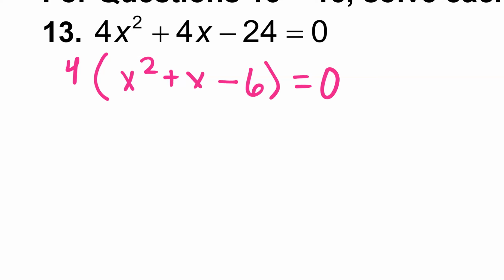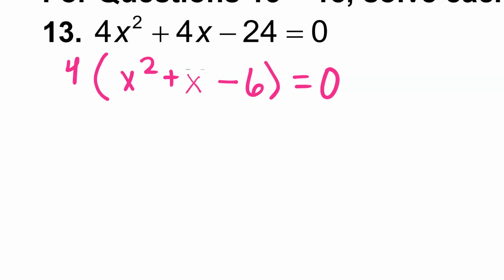Do you have to? No. But I'm telling you right now, if you use the quadratic formula for every one, you're going to run out of time. I'm factoring it out. You want to pull out a common factor. Can't you just divide everything by 4? That's what we did. Factoring out a 4 is like dividing everything by 4.